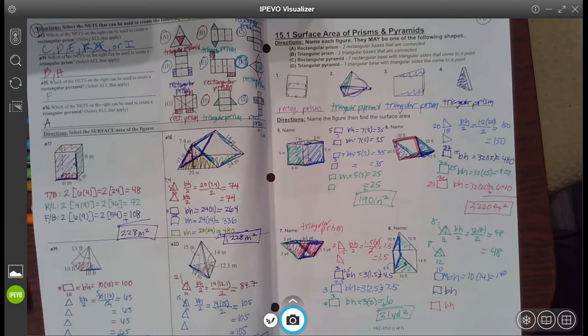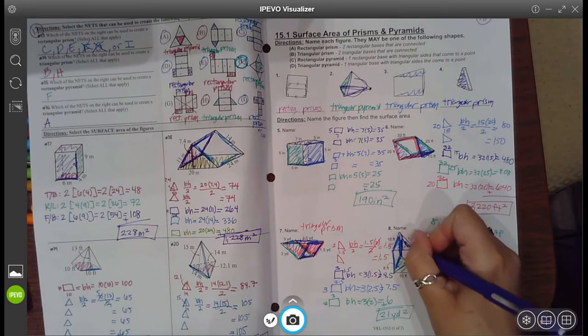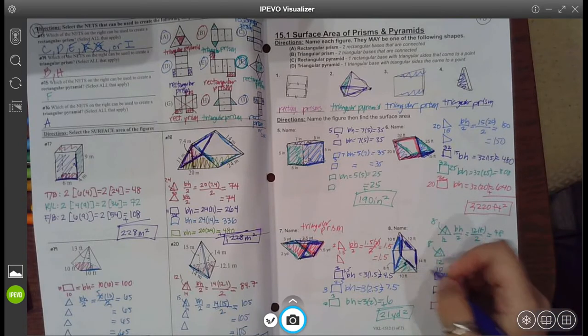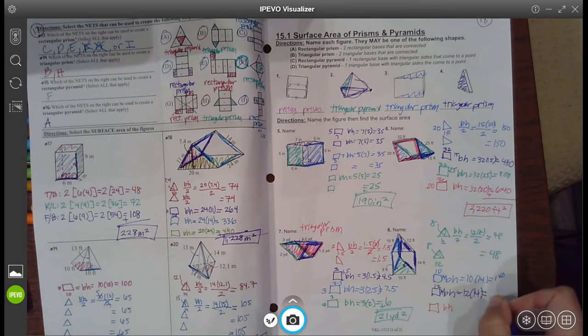Then where is your other rectangle hiding? Well, I see one hiding right here to the right. And that has a measurement of 12 by 14. So 12 times 14. If you multiply those, you get 168.